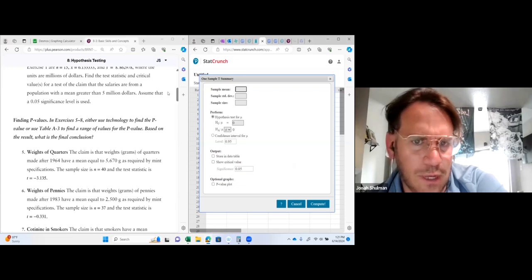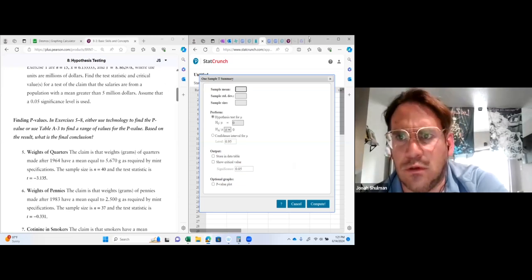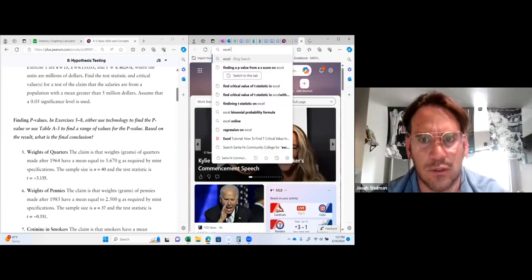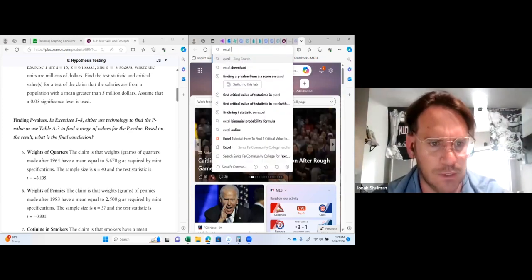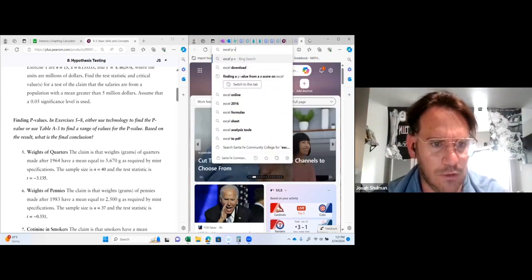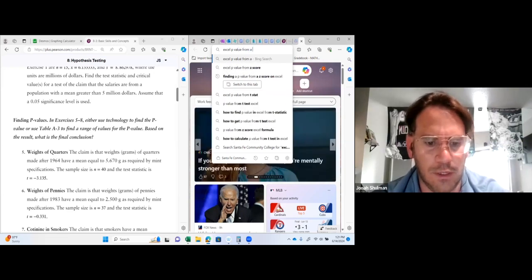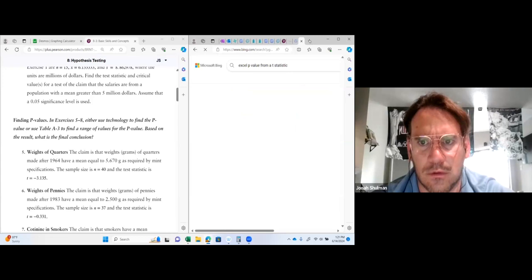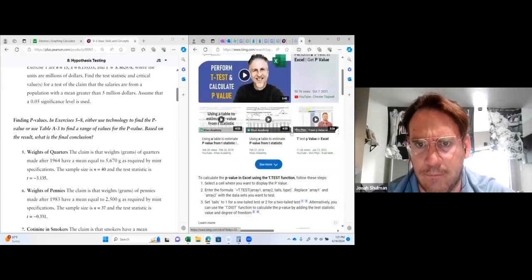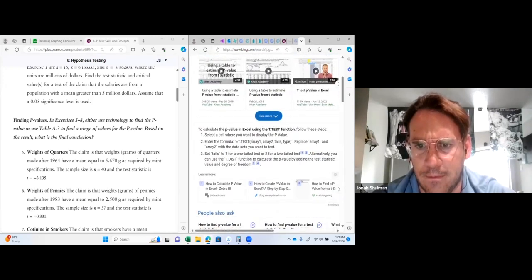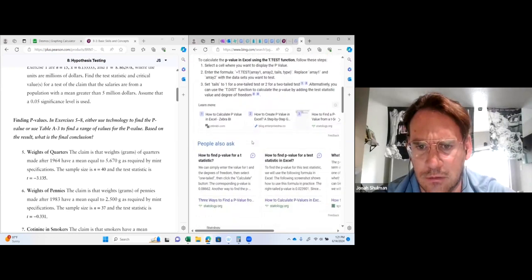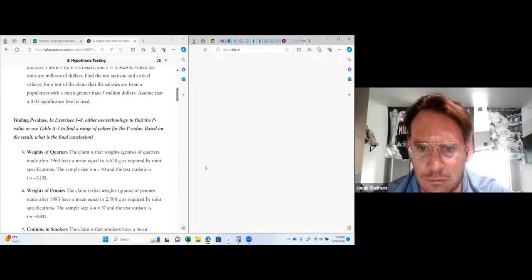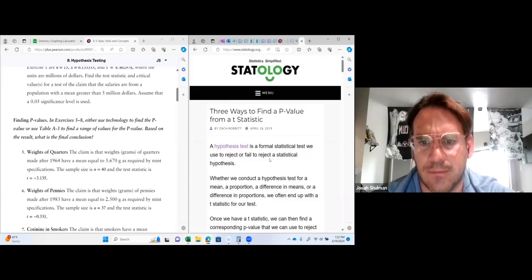Yeah, it doesn't let us go backwards on this. Let's see if we can do it on Excel. They said that they want us to do it with this Minitab thing that I don't have. Excel, p-value from a t-statistic. This is if we have the data. We can simply enter the value. Okay, here it is.